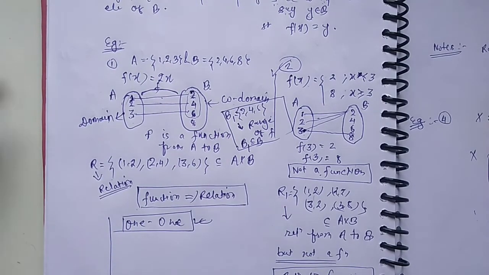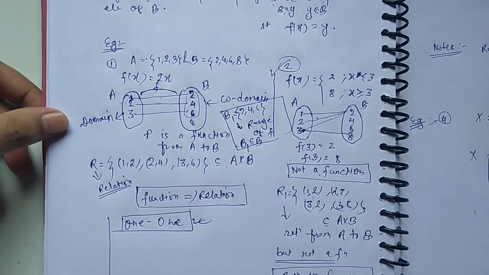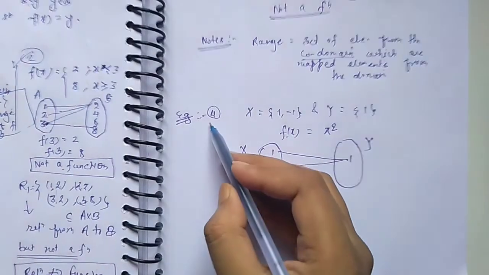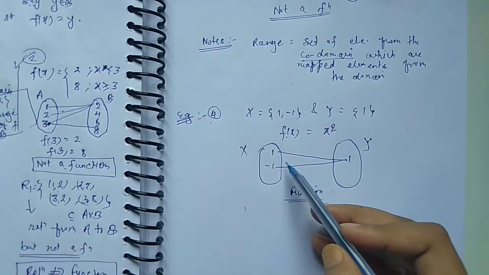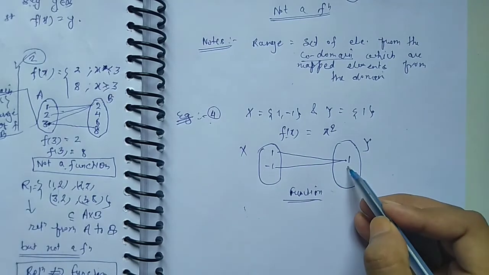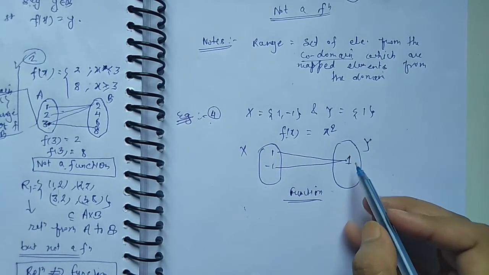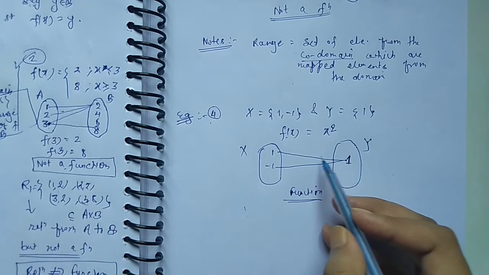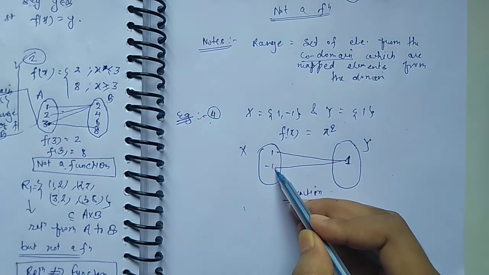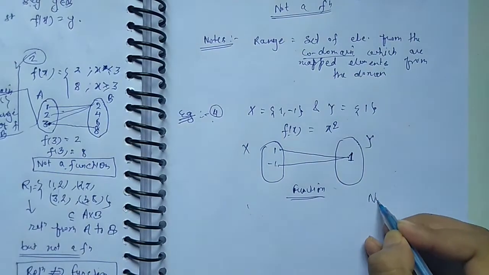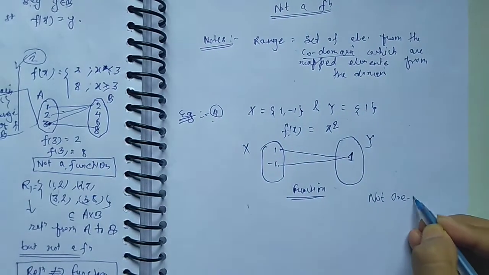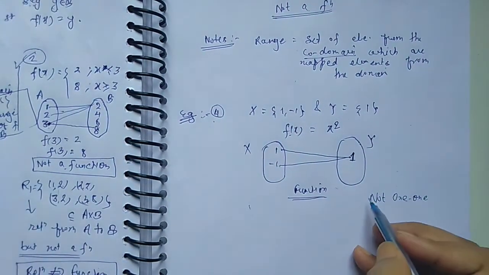Now for example number 4, we can see that the range set contains a single element 1, but this element has two preimages, 1 and -1 also. So this is not one-one.